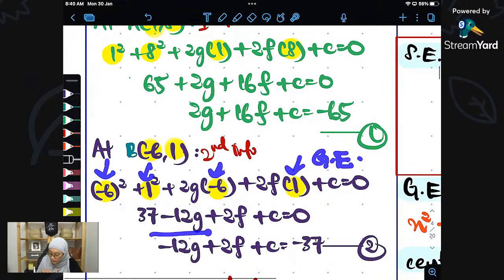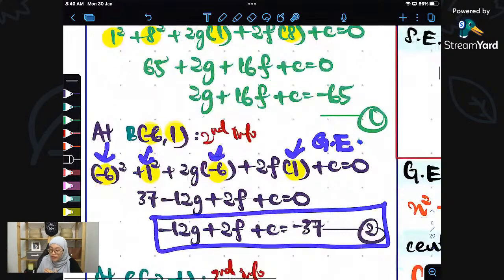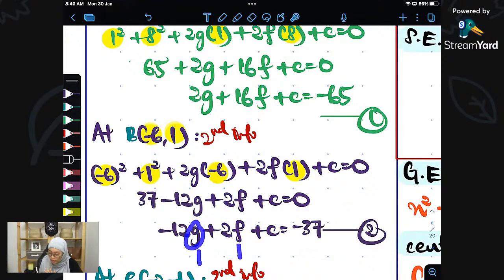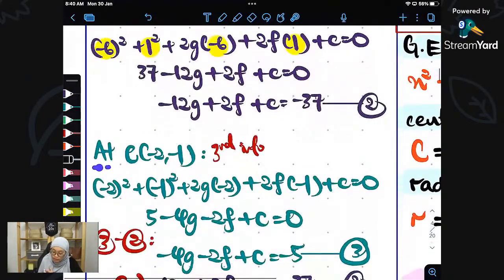And you will get the second equation with the 3 unknowns. See? There are 3 unknowns: G, F, and C. You got 3 unknowns, so you must have 3 equations. So here goes the next info, which is point C. At point C, we have negative 2 and 1. So substitute negative 2 and negative 1 into the GE there.